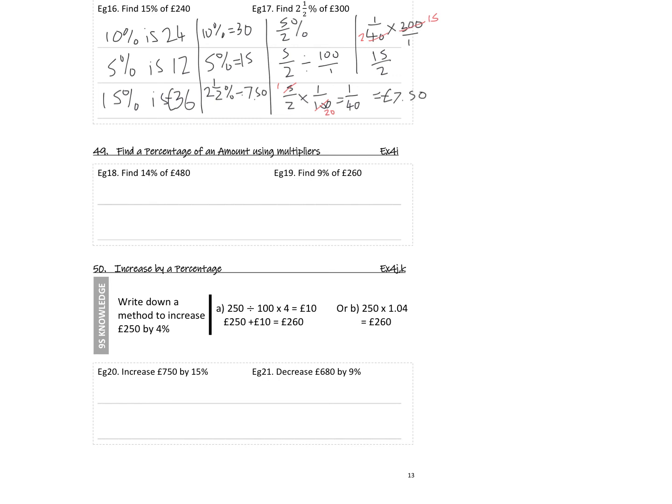Find a percentage of an amount using multipliers. Pause the video and have a go at examples 18 and 19. Example 18. Find 14% of 480. The multiplier method is usually reserved when you've got a calculator. It's useful, but if you don't have a calculator, it can be more complicated because actually what you're going to do is multiply by a decimal.